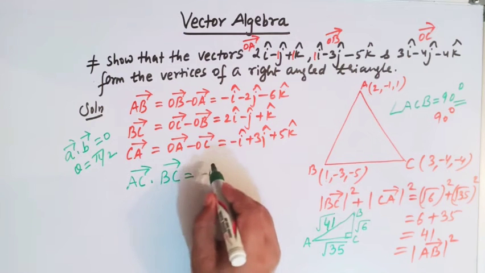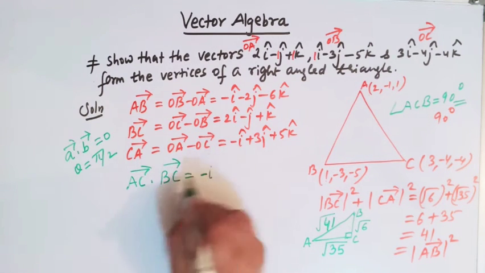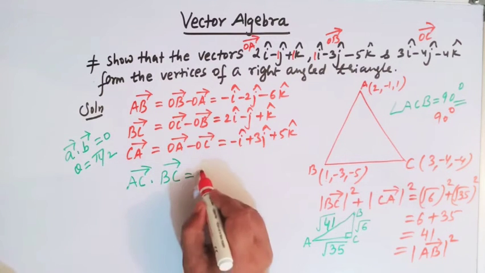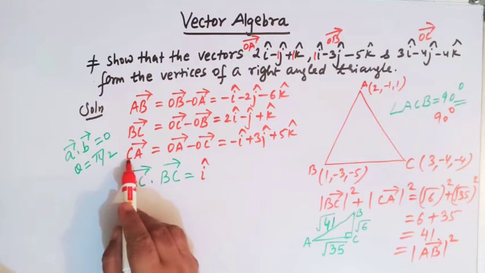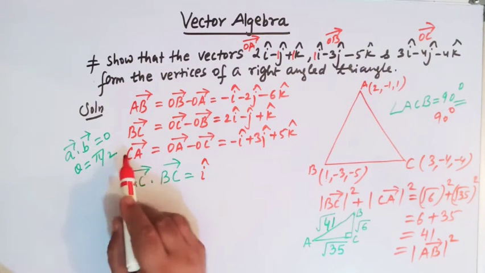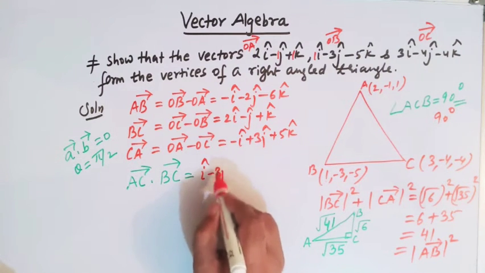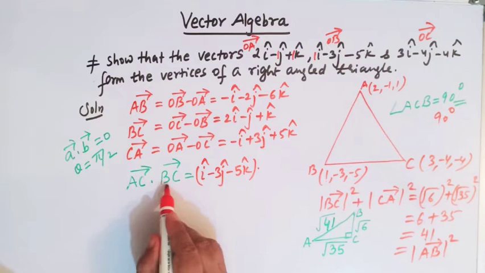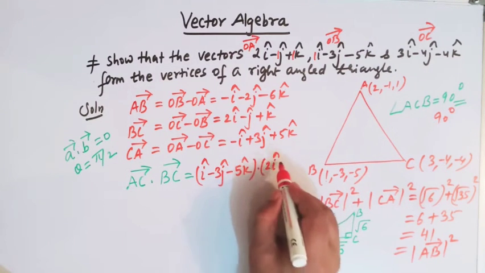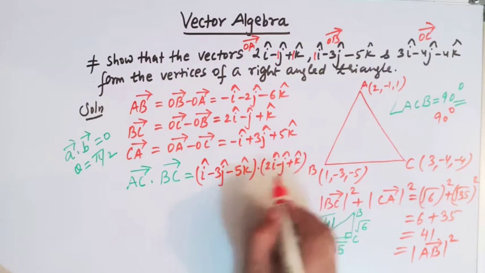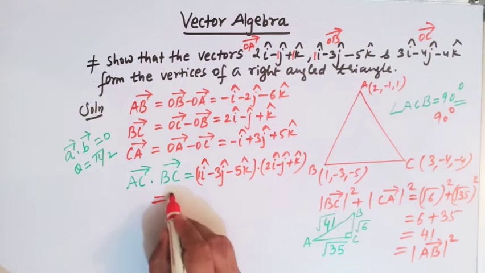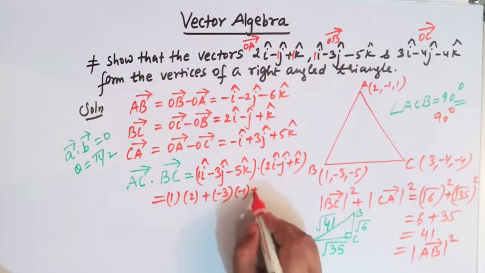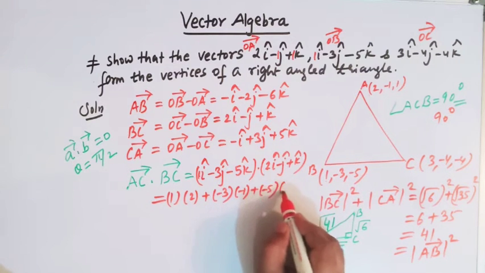AC can be written as i cap, because here we have the CA vector. So AC vector is the negative of CA vector, so we have i cap minus 3j cap minus 5k cap, and we have to take the dot product with vector BC, and vector BC is 2i cap minus j cap plus k cap. Now the dot product is, here we have 1, so 1 into 2, and then we have minus 3 here, and here we have minus 1, then we have here minus 5, and here we have 1, right?